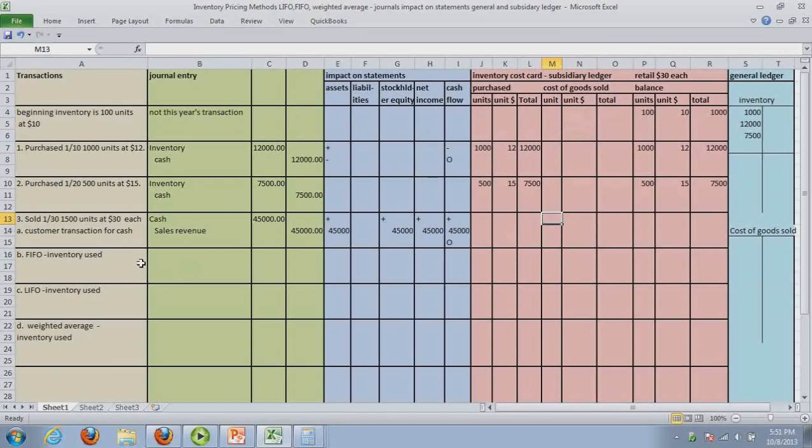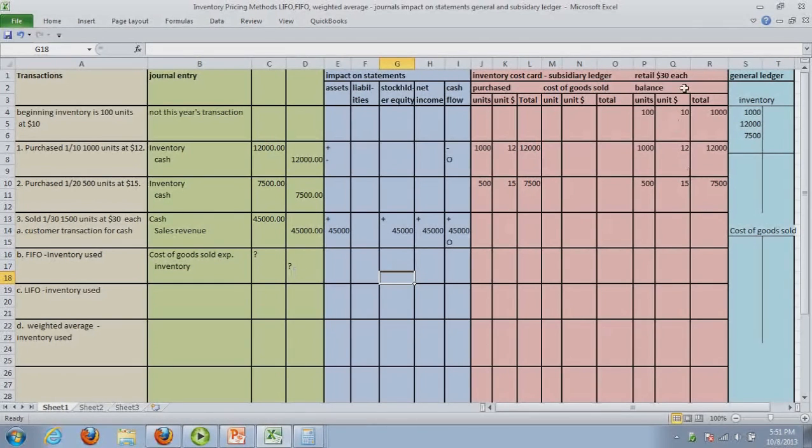Next we go to the second entry. So we've taken care of the customer in the retail. Now we're going to look at the using up of inventory. If you remember, assets used up become an expense. So cost of goods sold expense is our title, and inventory is the asset that's going to be decreased. Now we're using LIFO, FIFO, weighted average, one of those methods to help us figure out what the cost of goods sold is. And we have the data in front of us with the inventory cost card.